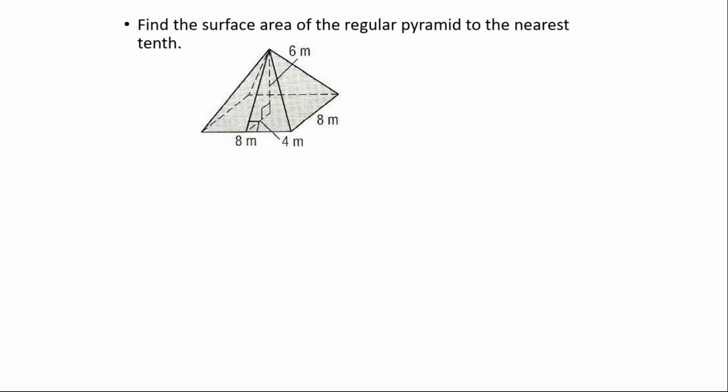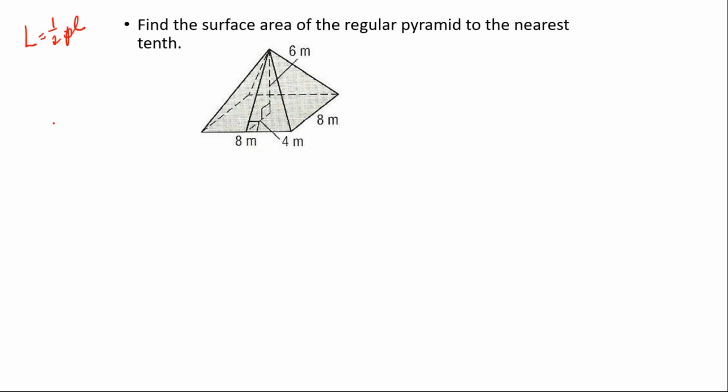So for example, there is a pyramid. We're going to work together to find some. Remember, I need lateral, which is 1/2 PL. And then I need surface area.